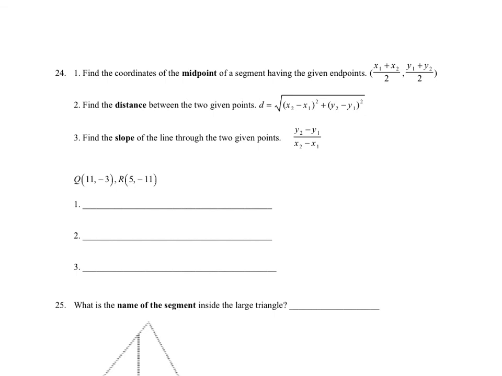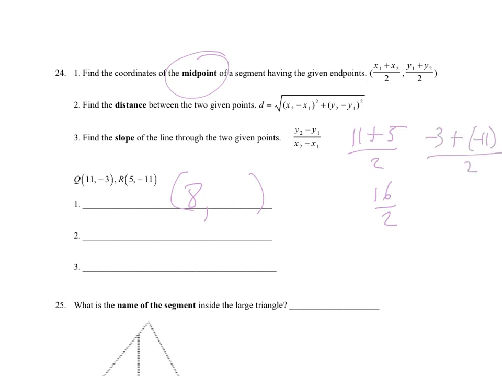Okay, 24. This one is probably one of the trickier ones, or the ones that give you the most trouble. Let's start with the midpoint. All we do is take our x's and add them, divide by 2. So 11 plus 5 divided by 2, which is 16 divided by 2. So my x-coordinate of my midpoint is 8. Now I'm going to do my y's. Negative 3 plus negative 11 divided by 2 leaves us with negative 14 divided by 2, which is negative 7.